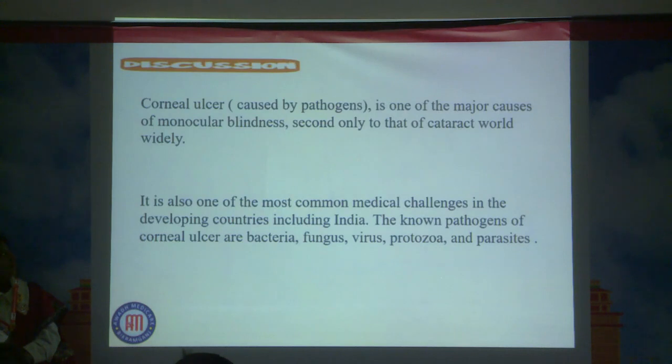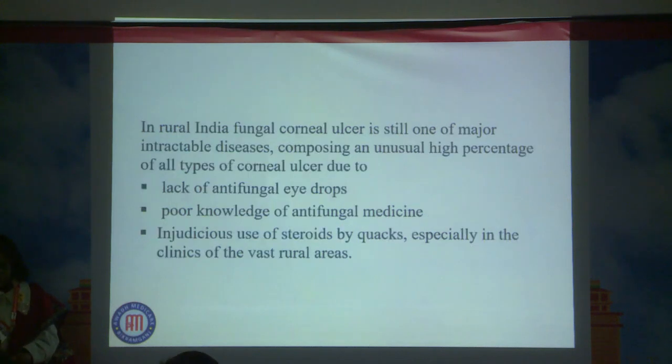Corneal ulcer is one of the major causes of monocular blindness, as everybody knows, second only to cataract worldwide. It is also one of the most common medical challenges in developing countries, including India. The known pathogens of corneal ulcer are bacteria, fungus, virus, protozoa, or parasites. In rural India, fungal corneal ulcer is still one of the major intractable diseases, composing an unusually high percentage of all types of corneal ulcer, due to lack of antifungal eye drops, poor knowledge of antifungal medicine, and injudicious use of steroids by quacks, especially Parimon, which we call Paramon, especially in the clinics of the vast rural areas.